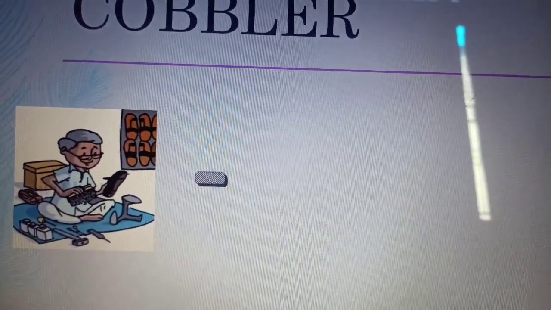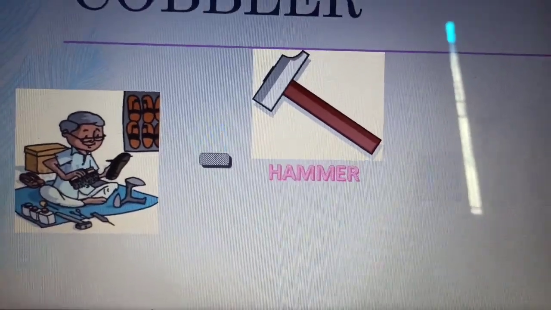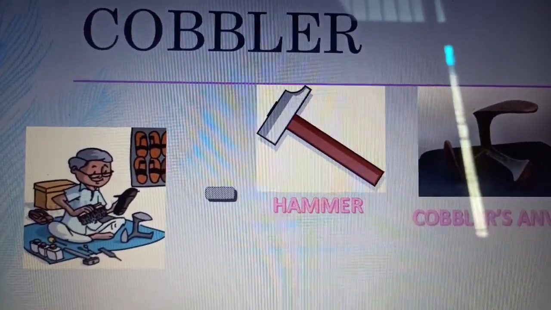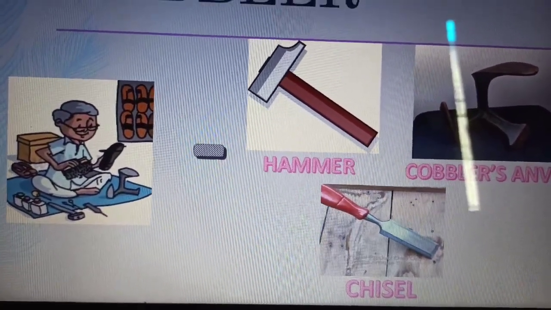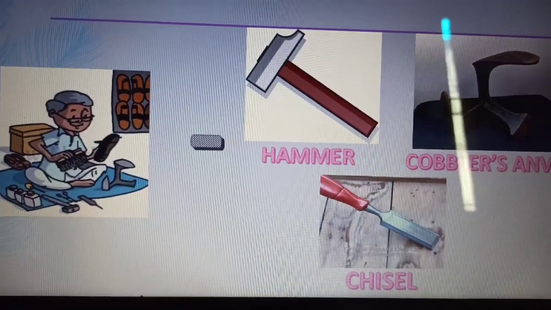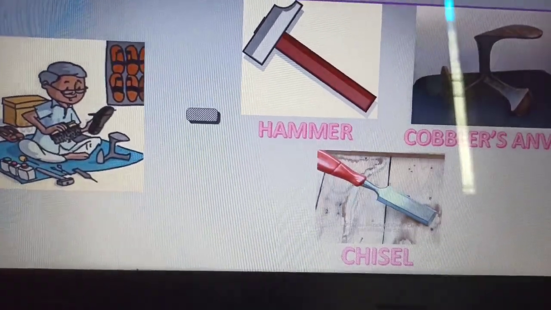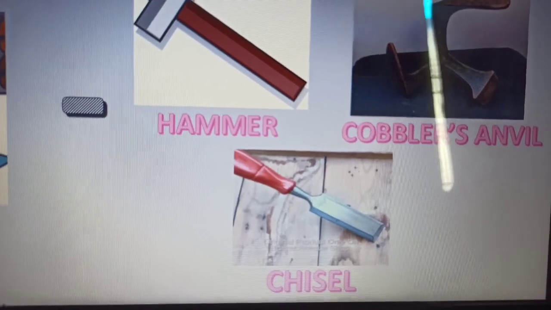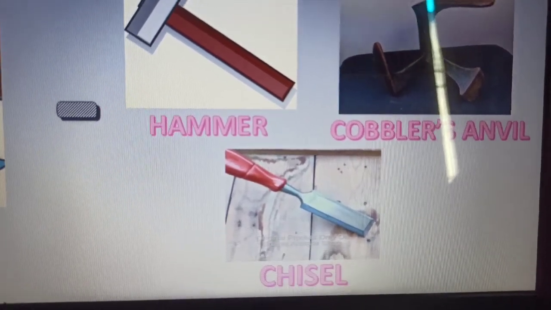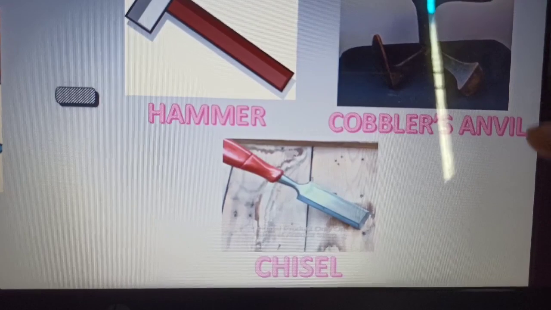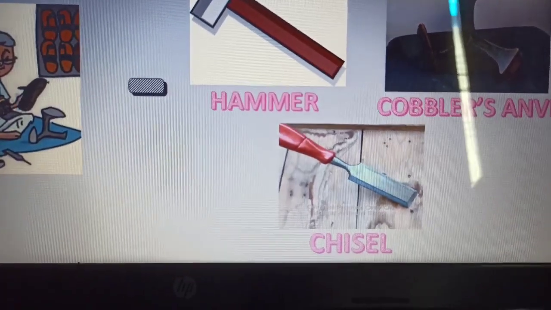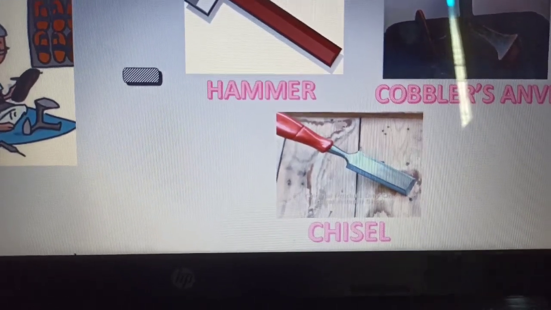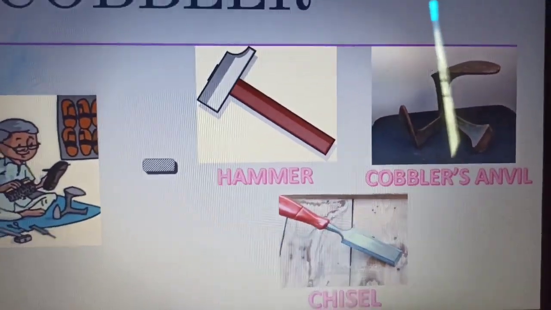Okay, now next we have cobbler. Cobbler mends my shoes. Okay, so what all things are required, or what all things he uses in his work, are hammer, cobbler's anvil. Children, most of the time you have seen this near the cobbler. So this is called cobbler's anvil, and this chisel also. So these are the things which he requires for his work and which he uses in his work.